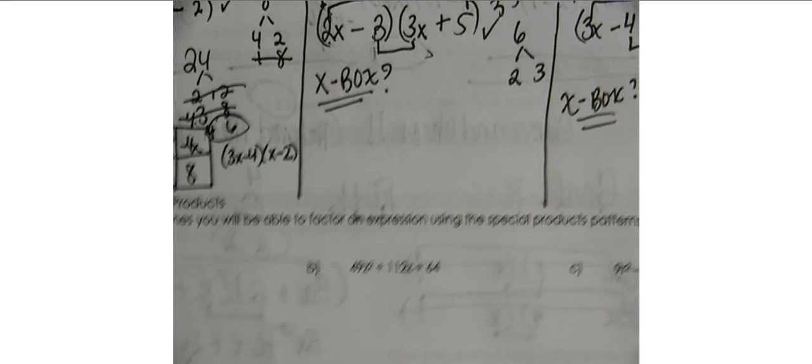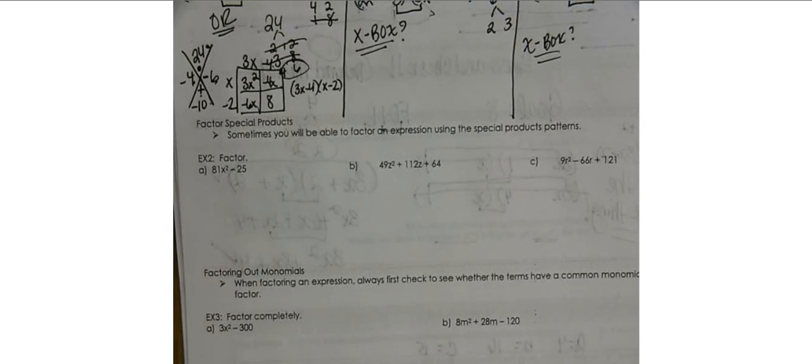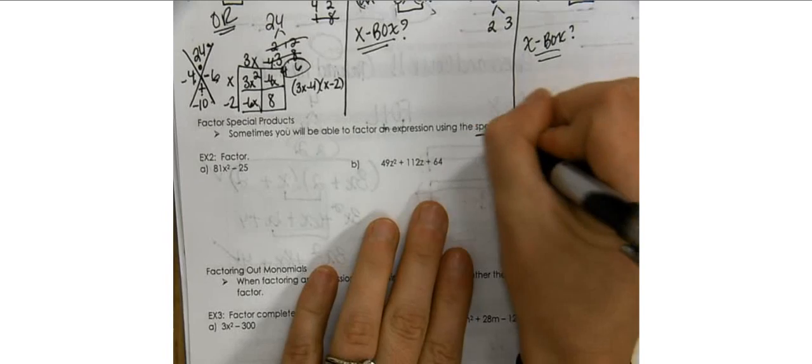So for example number 2, we have ourselves special products, and sometimes you will be able to factor an expression using those special products. Remember that those special products are DOTS or PST, and I strongly recommend that you keep your eyes peeled for opportunities to use those patterns, because those patterns will save you so much time in your process. So let's go ahead and look at example letter A.